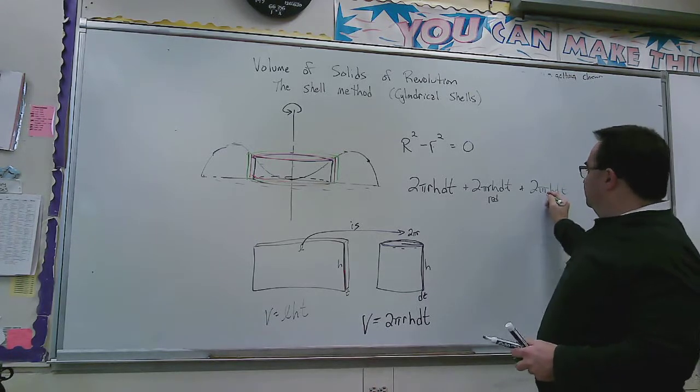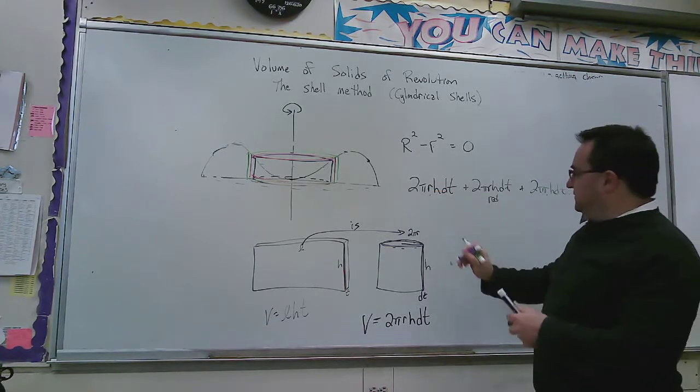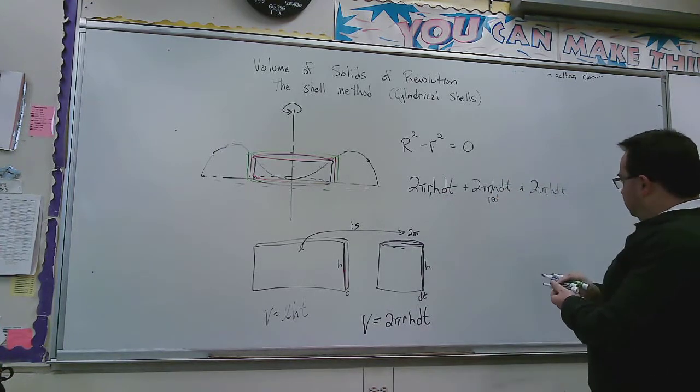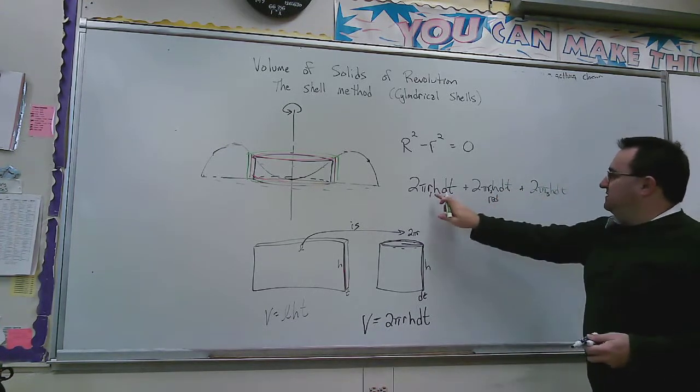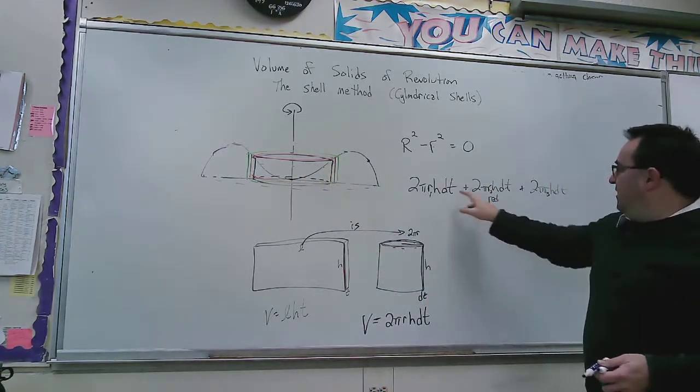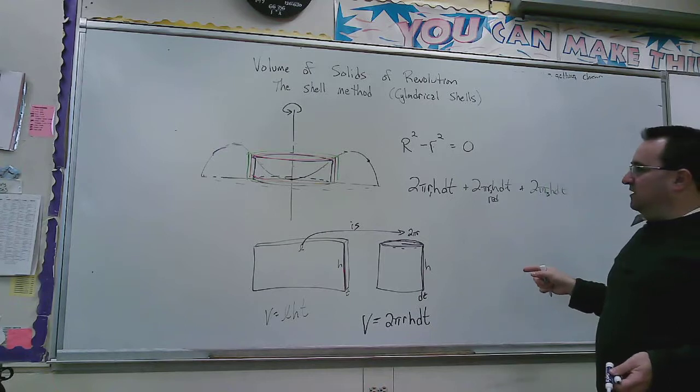And this radius would be a little bit bigger than that radius. So let's call this radius 1, radius 2, radius 3. See that radius is changing. It's growing. The height is always the same there.